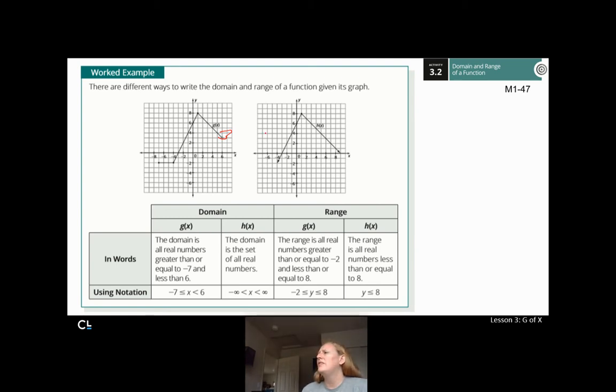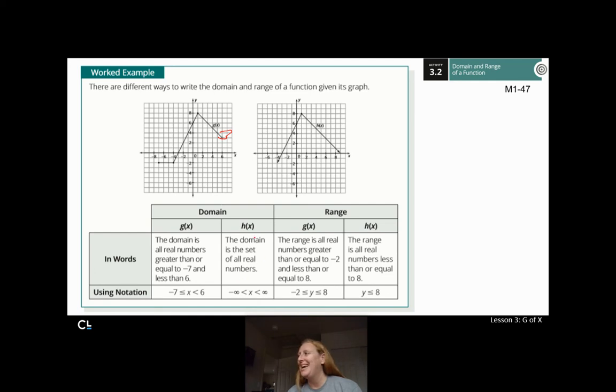If we look at the domain on the other function though, so again, still looking at x values on my other graph, the issue is that there are arrows on either end. Remember that arrows mean it goes forever and ever. So that means there is no end on the left. It goes forever to the left. And there's no end on the right because there's an arrow over there too. So I'm going to say my domain is the set of all real numbers because those arrows mean it goes forever to the left and forever to the right. Everything is possible for my domain.